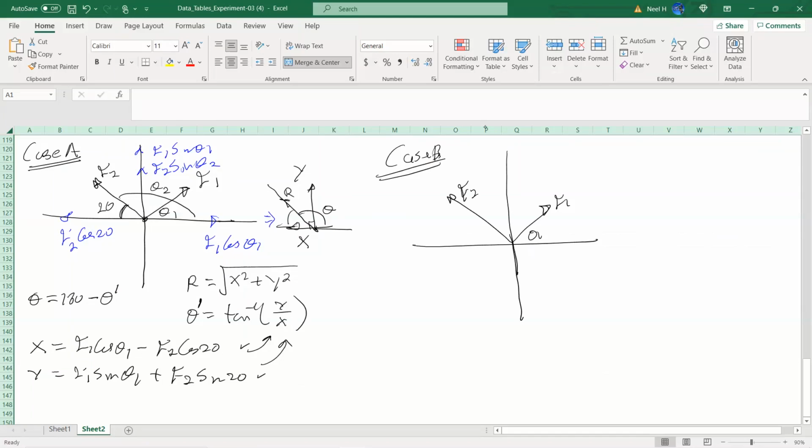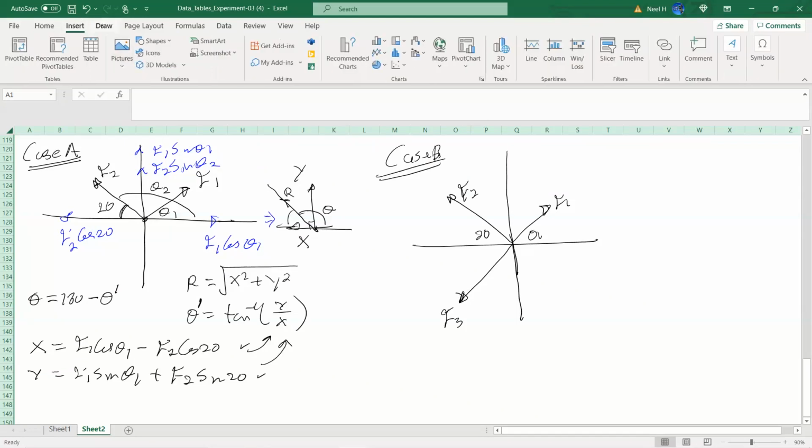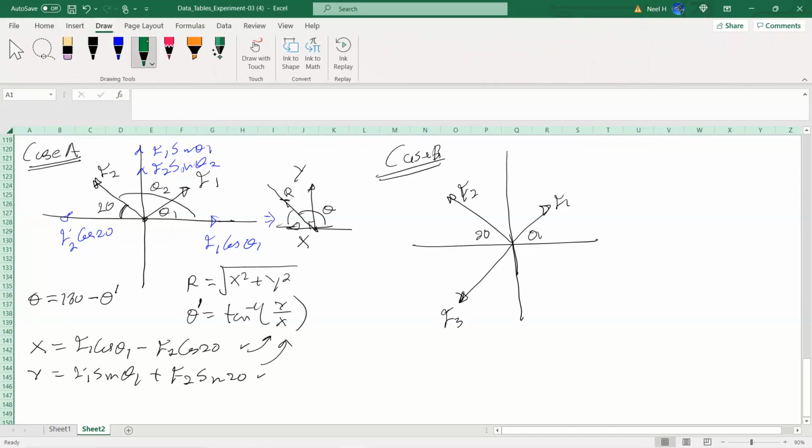Theta 2, I'm not interested. I'm going to use angle 20, that's easier. Then vector 3, F3, that also has an angle measured from the positive x-axis. That angle is 234, starting from here to here. But it is easier if I use this part of the angle from the negative x direction. That's going to be 54.